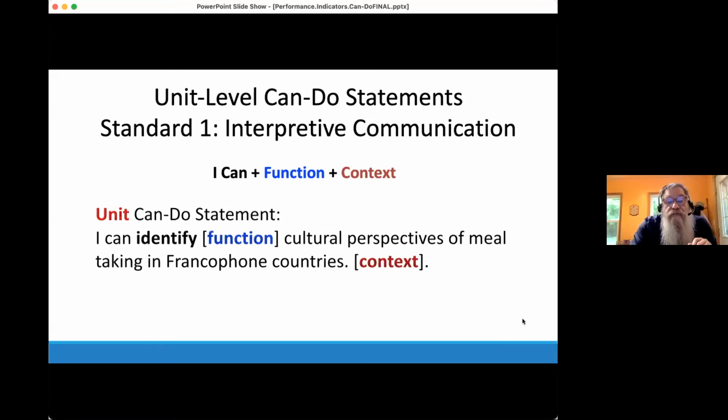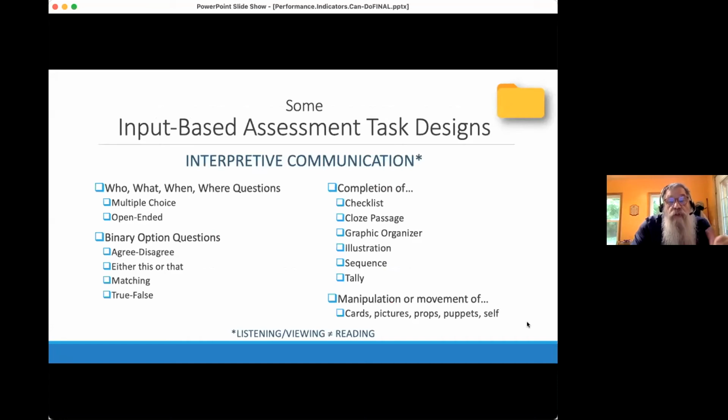Now, how might we design tasks to evidence that CanDo statement? So Joanne has compiled a list of input-based assessment task designs. These are performance task formats that can be used in the different standards. This document for all of the standards is found in your folder. The ones identified for interpretive communication, if you just take a look at them, these are tasks that you are very familiar with. You've seen these before, you've used them time and time again in interpretive tasks. You know, just different kinds of questions, different kinds of binary choices, different kinds of completion activities, or manipulation of props or flashcards or pictures. These are ways that learners can output, can evidence their interpretation of texts.